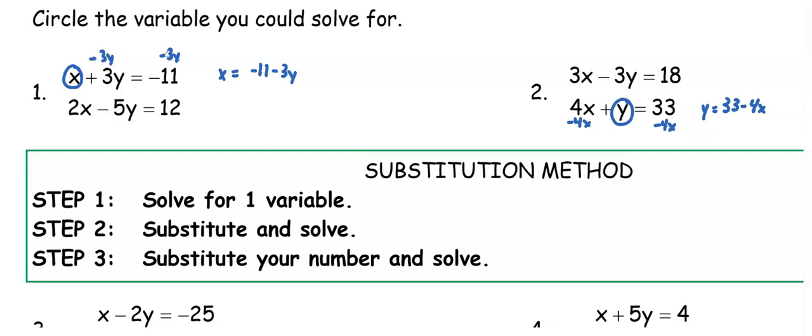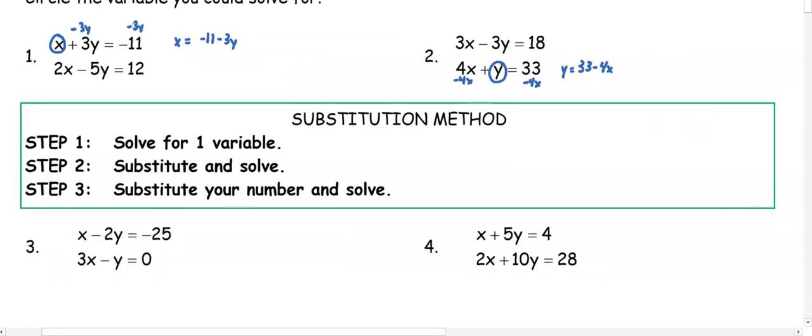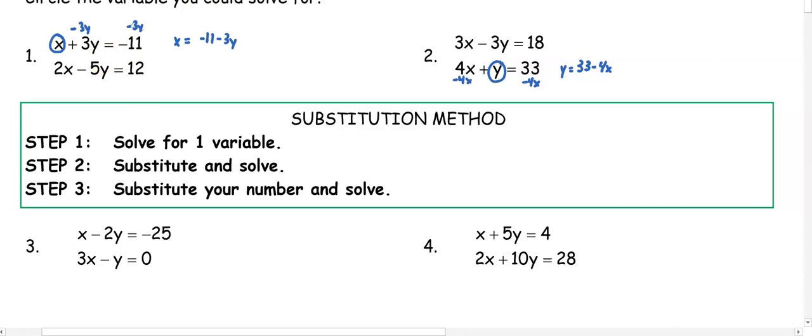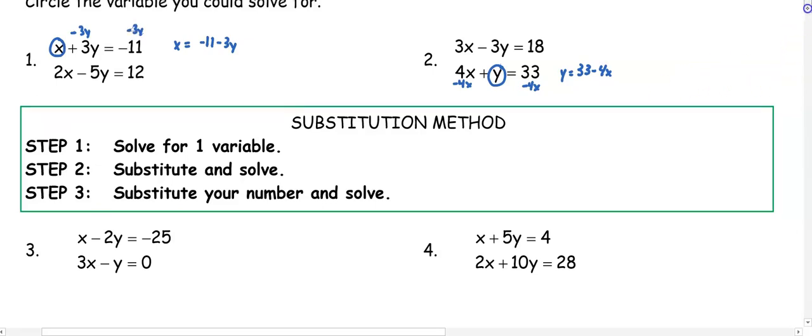So in the substitution method, the first step is to solve for one of your variables, either get x or y by itself, and then the steps that we did yesterday. We're going to substitute and solve, and then substitute the number and solve again. In number 3, we have a variable already by itself because we have 2x minus 2y equals negative 25 and y equals 3x. So we can box 3x and put that in for y.